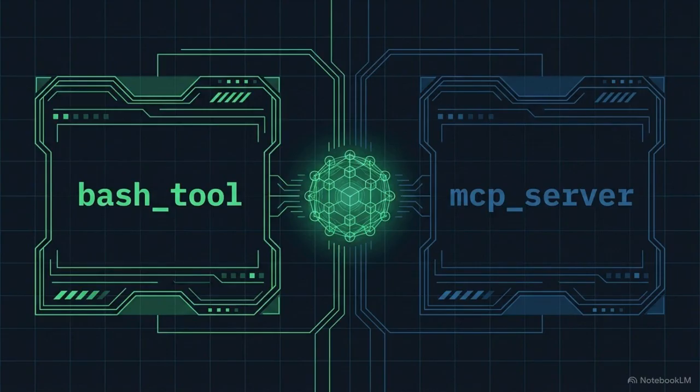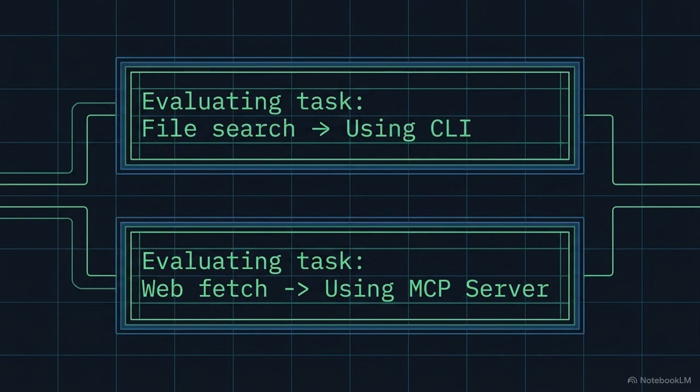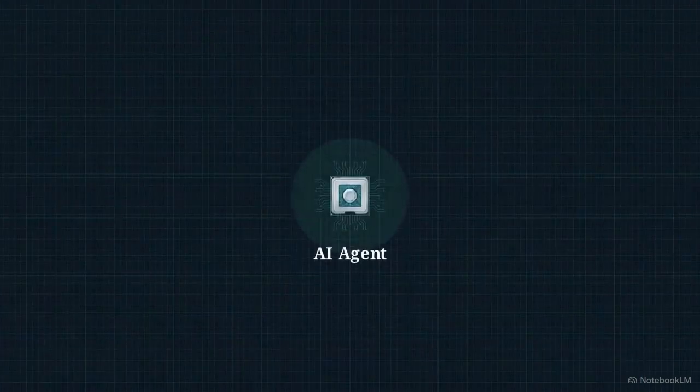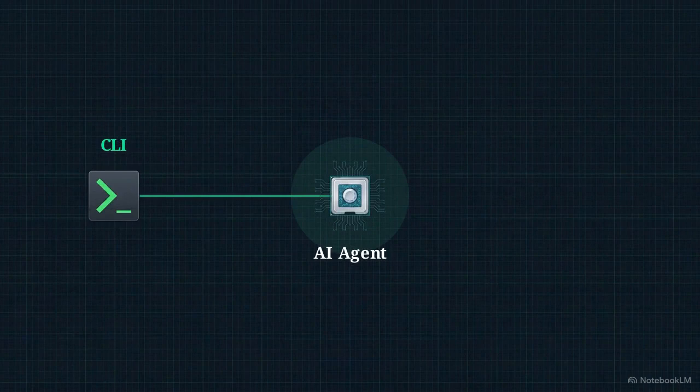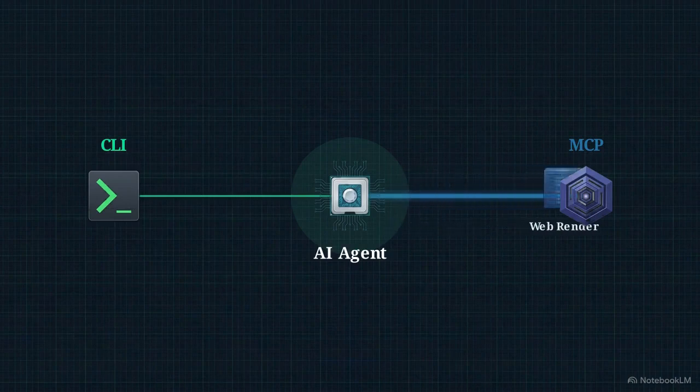Effective AI agents do not treat CLI and MCP as an either-or choice. They use a hybrid workflow, evaluating the complexity of a task before selecting the appropriate interface. The system routes simple tasks to the CLI when raw commands map directly to the job, perfect for local file operations or text processing. It routes complex tasks to MCP when the job requires rendering, authentication, or strict access control.